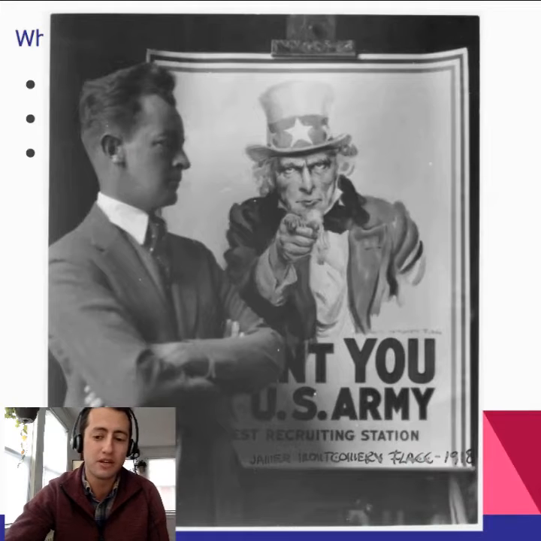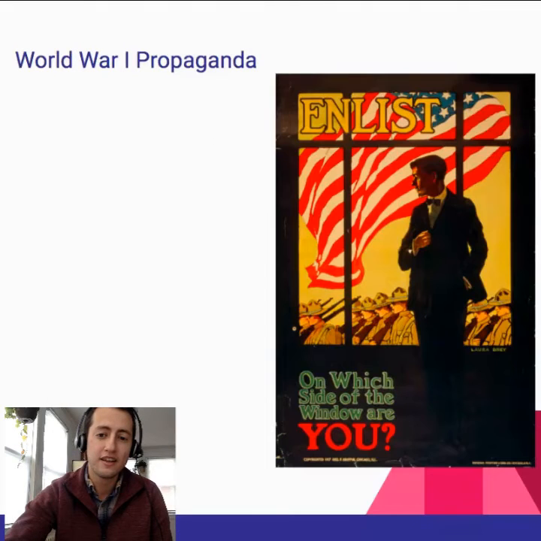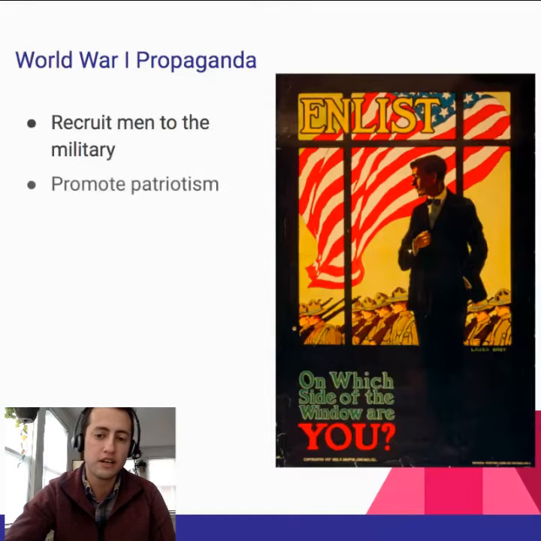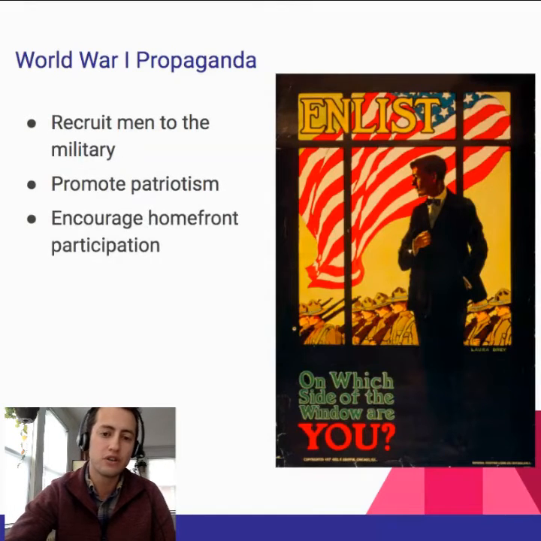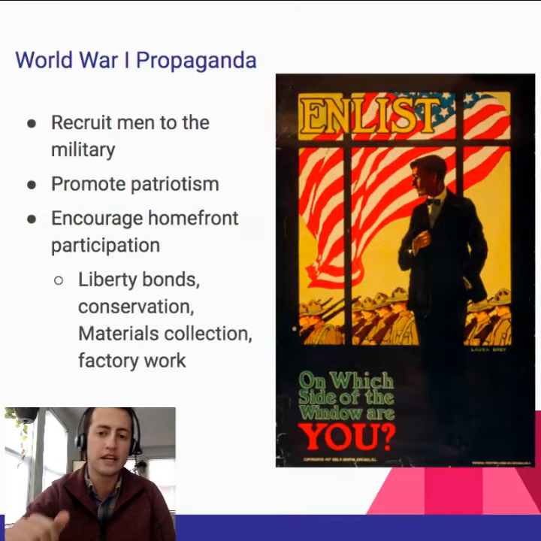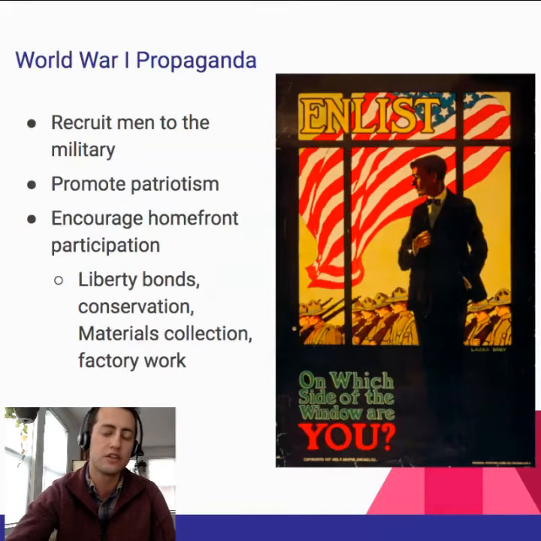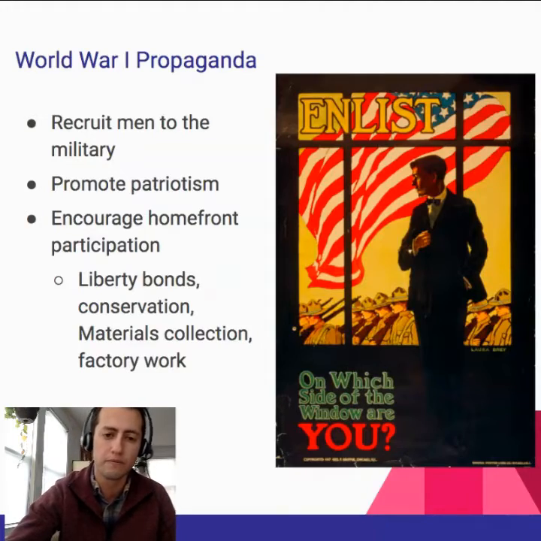So this is a piece of propaganda from World War One. It's really famous, the "I want you" for the U.S. Army, Uncle Sam pointing, that is extremely recognizable. During World War One, like in other wars, propaganda was used to recruit men to the military, promote patriotism, and it was also used to encourage home front participation. So you'd see posters that asked people to buy Liberty bonds, conserve food, asked kids to collect materials, and also encouraged people to go to factories to build weapons and other supplies that they needed for the war.